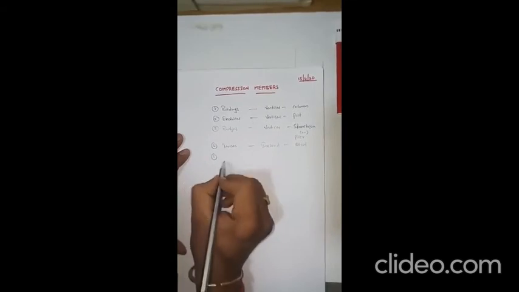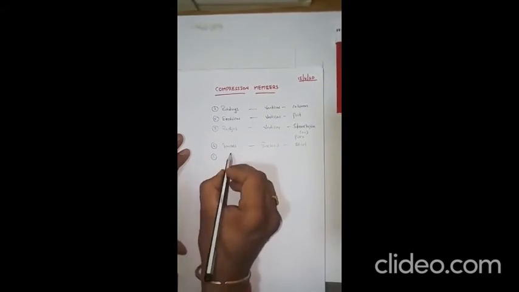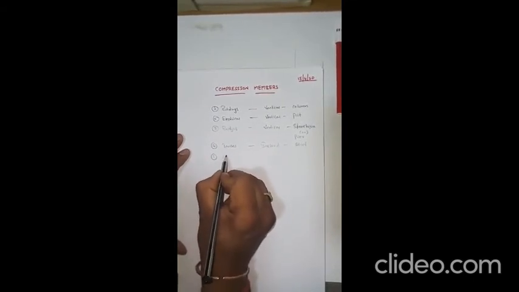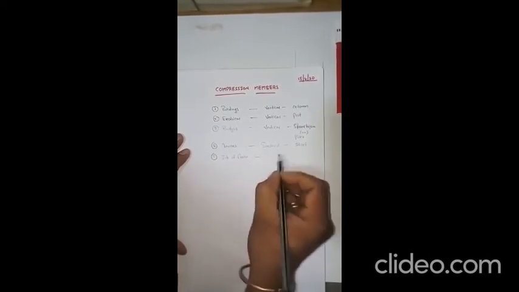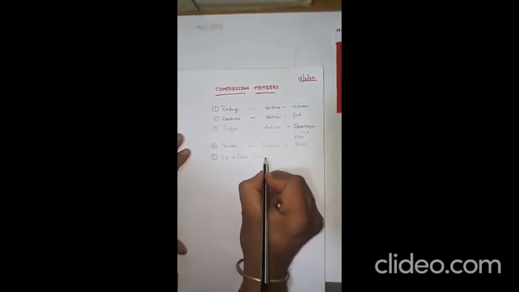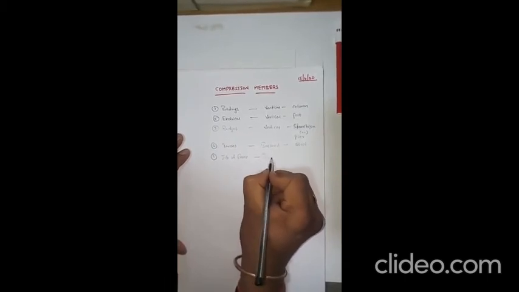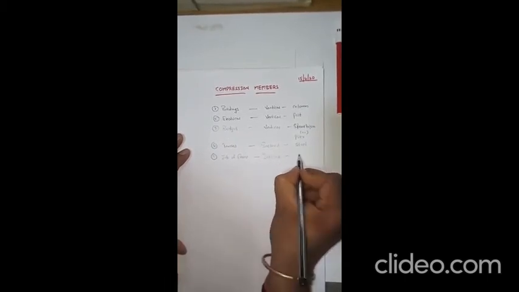In a crane, the jib of a crane, which is again an inclined member, we call it a boom.